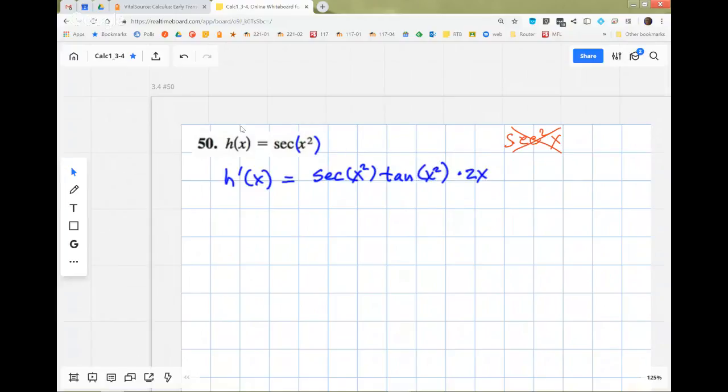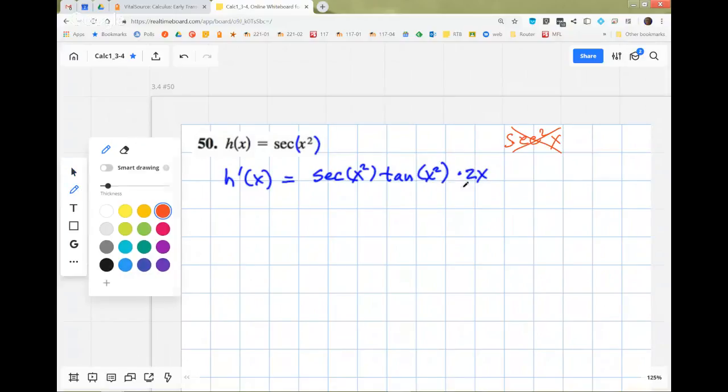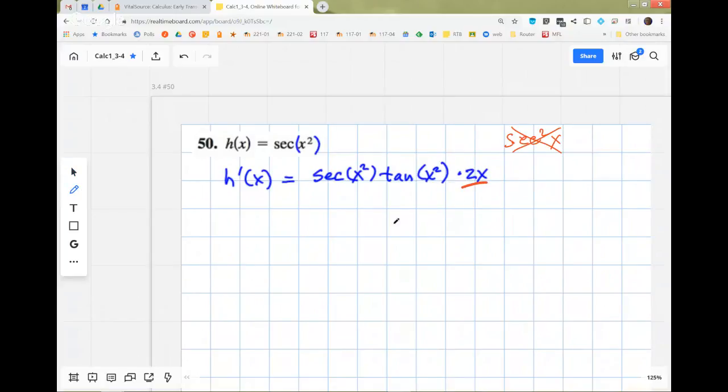So anyway, how do you take the derivative of the secant of x squared? Well, we learned that the derivative of the secant is the secant of that thing times the tangent of that thing. So secant x squared, tangent x squared. And x squared is an inner function, the derivative of x squared, 2x. So very important that this part be on the end.